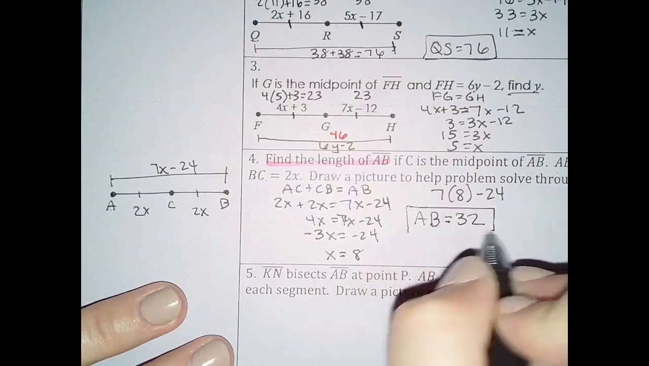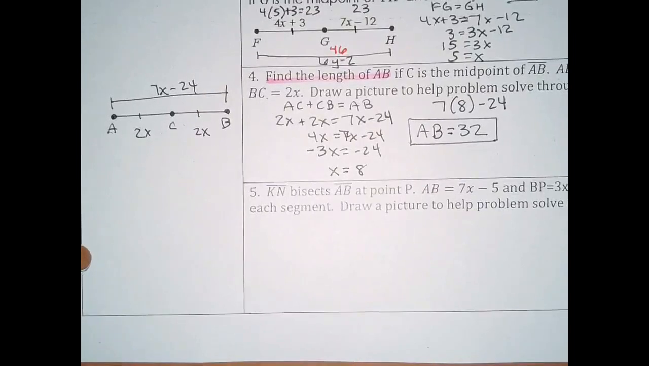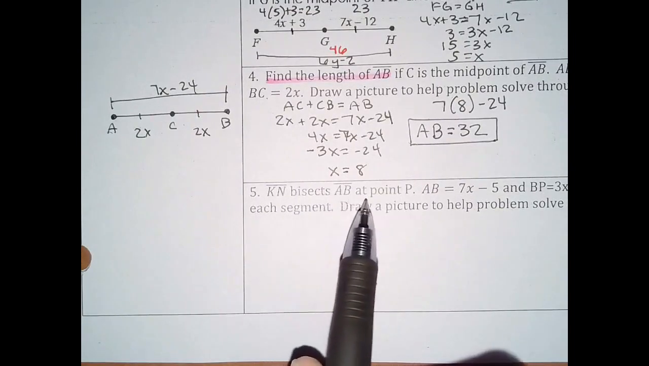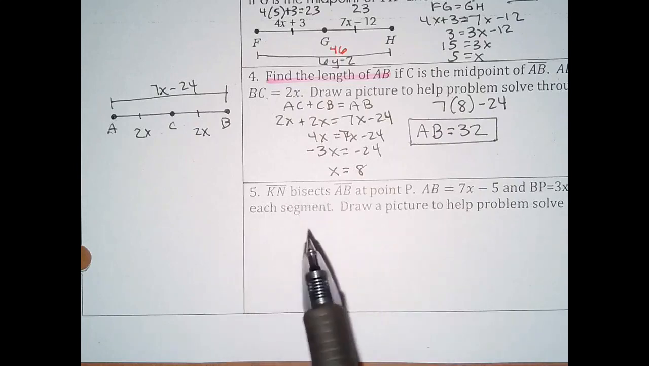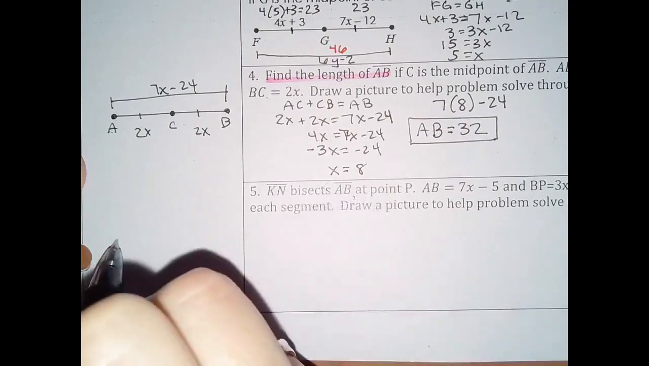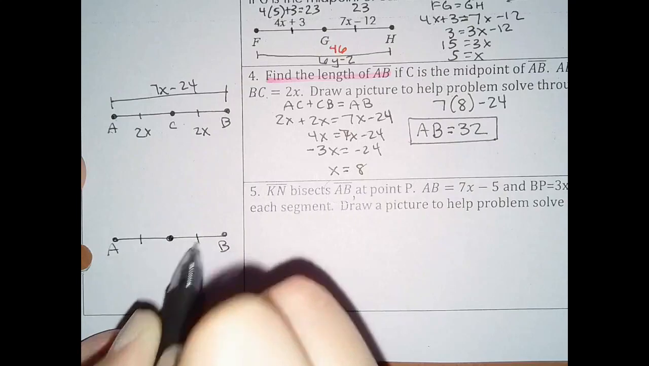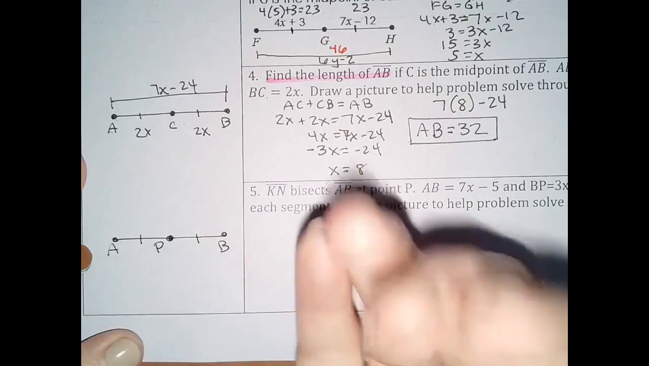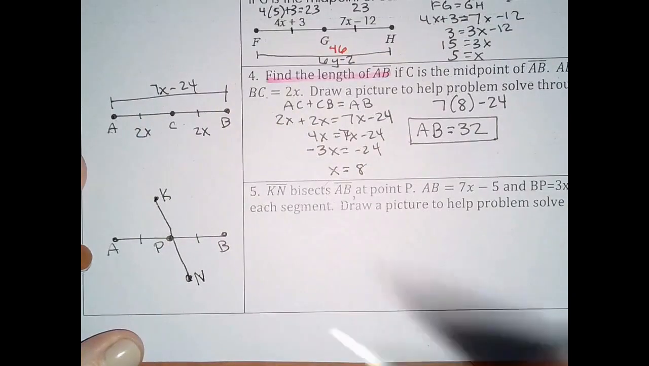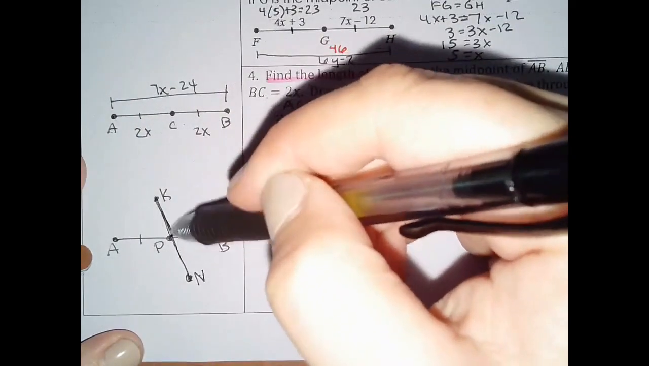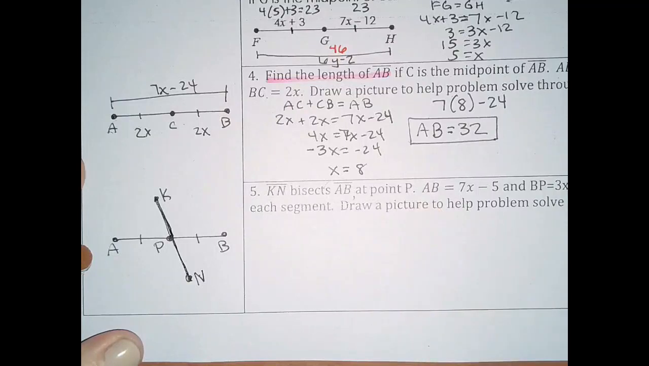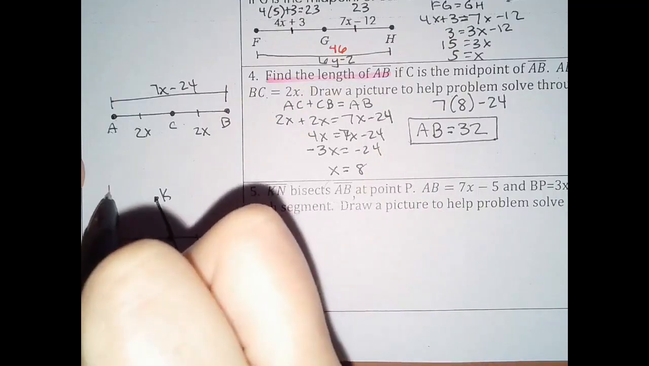The last one on this side, and for this video, KN bisects AB at point P. So what's actually being bisected? AB is being cut in half. So I have segment AB. It's being bisected into two sections at point P. What's bisecting it? KN is bisecting it. AB is 7x minus 5, from here all the way here.